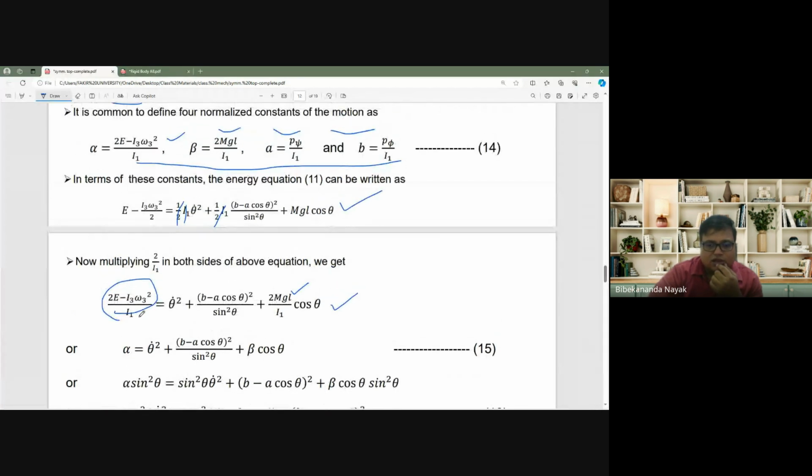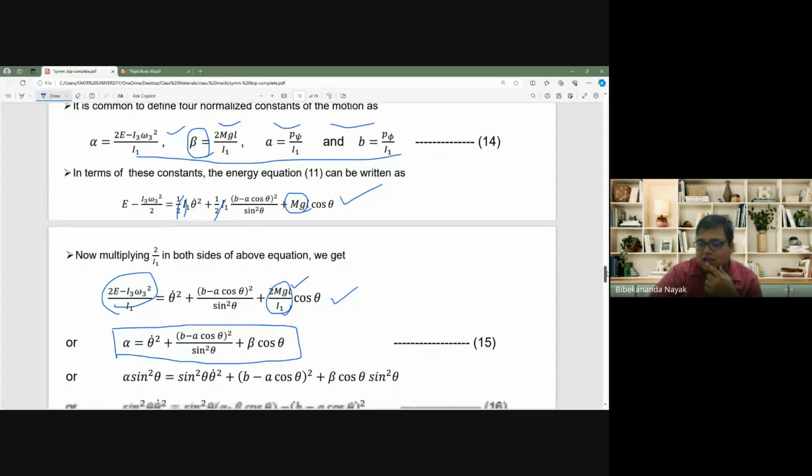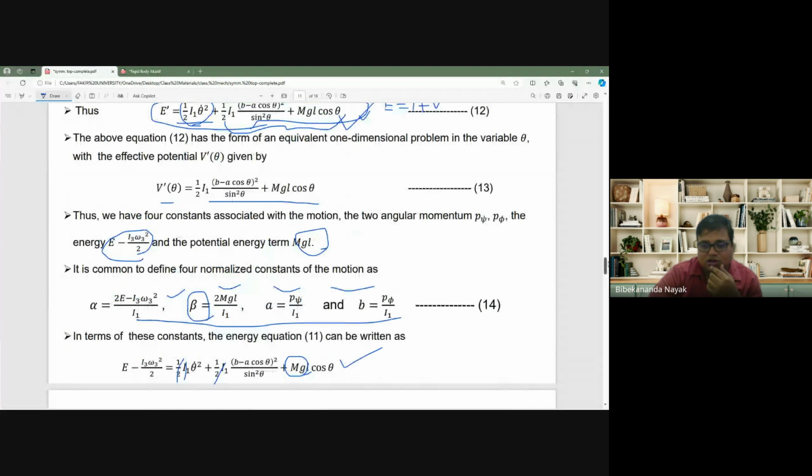Alpha. This quantity (b minus a cos theta) squared by sin square theta remains the same, and mgl is your beta, 2 mgl by I1 is your beta. So it is alpha equal to theta dot square plus (b minus a cos theta) whole square by sin square theta, plus beta cos theta. Okay, you see all method done here.